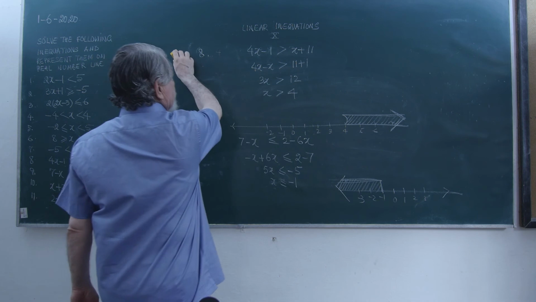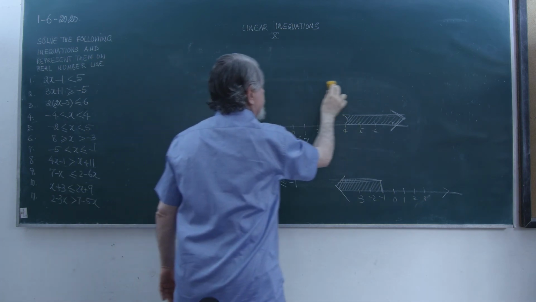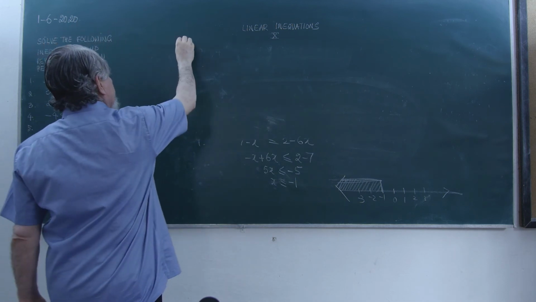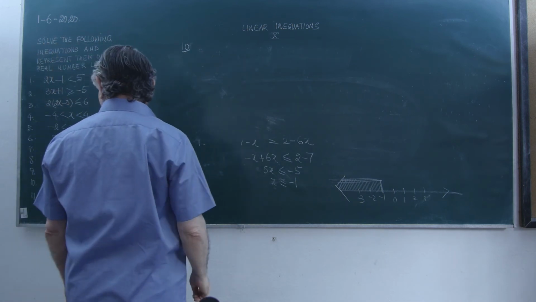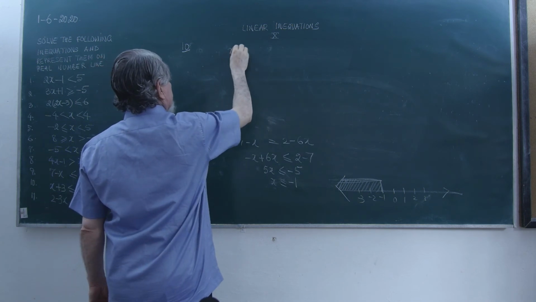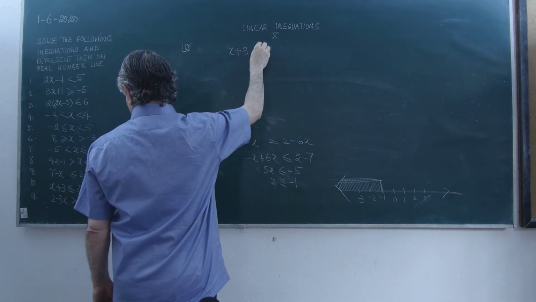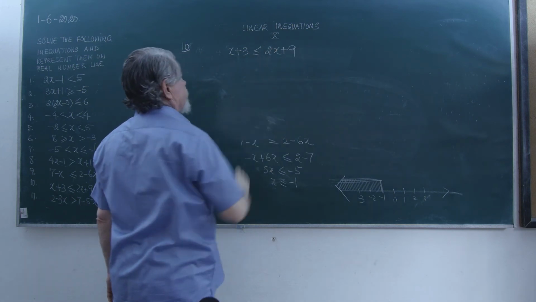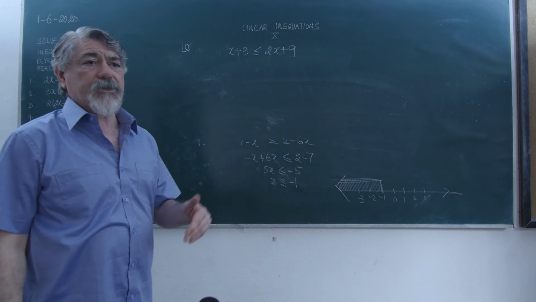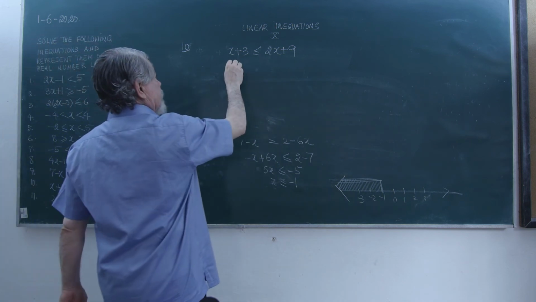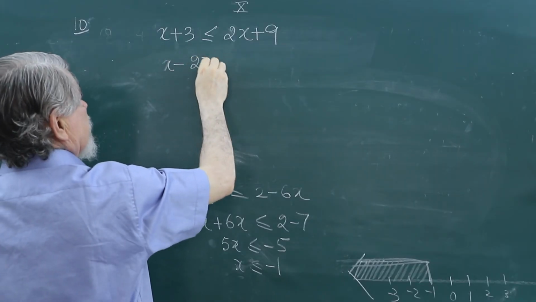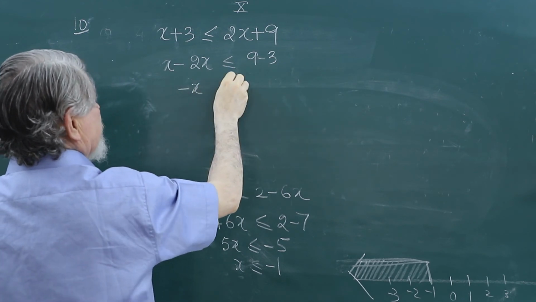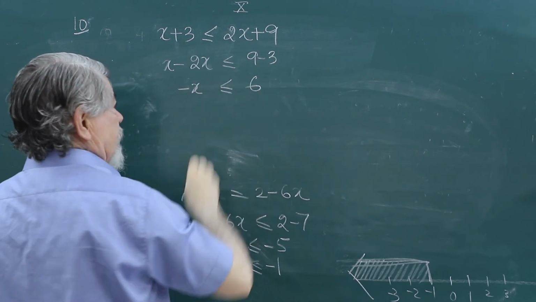Now let's see question number 10 and 11. I have question number 10, which is x plus 3 is less than or equal to 2x plus 9. Now bring the x terms to one side and the constant terms to the other side. x minus 2x is less than or equal to 9 minus 3. It will become minus x less than or equal to 6.